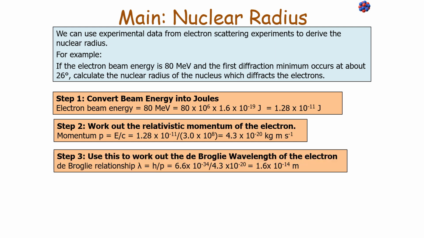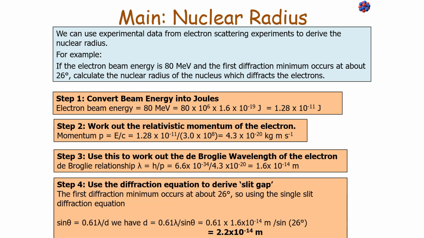So we can take our energy and divide it by the speed of light to get our momentum. We can then use this to work out the de Broglie wavelength of our electron, because we know that the de Broglie wavelength is equal to Planck's constant 6.63 times 10 to the minus 34 over the momentum which you've just worked out. Then finally we can use the diffraction equation to derive our slit gap, which we can just say is our nuclear radius.